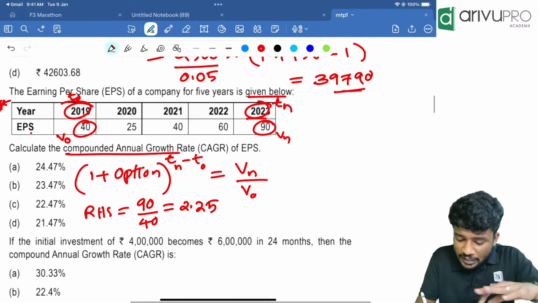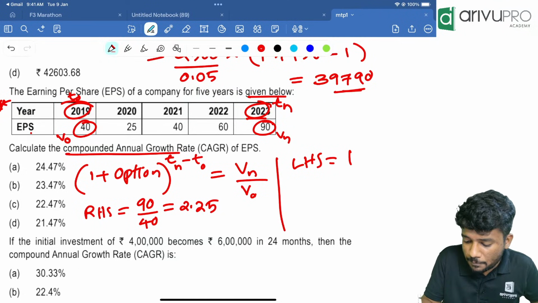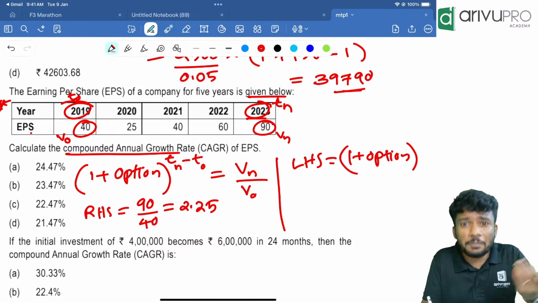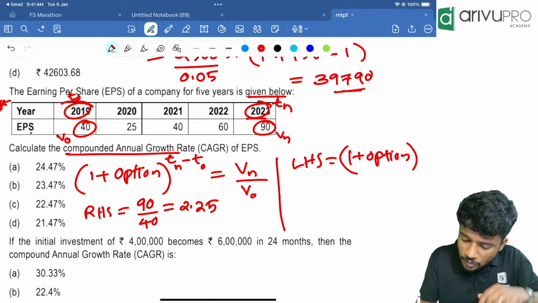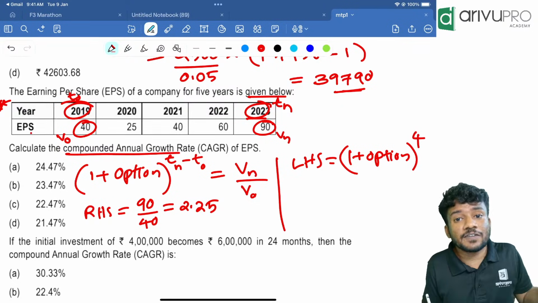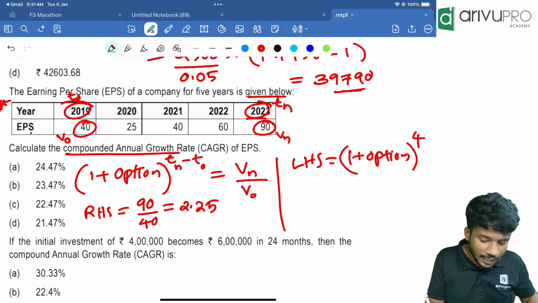Now we are going to find the LHS. LHS is nothing but (1 plus i) raised to Tn minus T0, which is 2023 minus 2019, that is equal to 4. Raised to 4. One by one, we will check the options. Whichever option gives LHS equal to RHS, that's your answer. Got the method? Take your calculator.